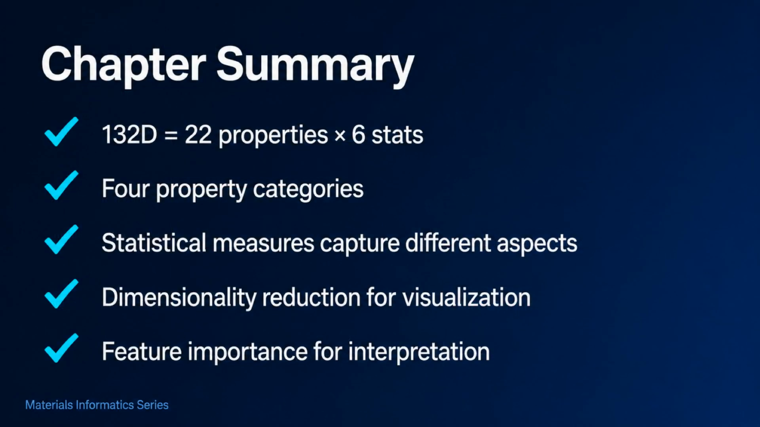Let's summarize Chapter 2. The Magpie descriptor has 132 dimensions from 22 elemental properties times 6 statistics. Properties fall into 4 categories: atomic, electronic, periodic table, and thermodynamic. Each statistic captures different compositional information. Dimensionality reduction with PCA, t-SNE, or UMAP enables visualization. Feature importance analysis reveals which properties drive predictions. This understanding helps both in applying and extending Magpie.